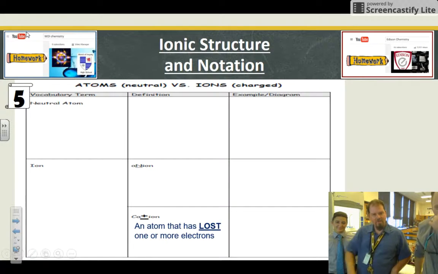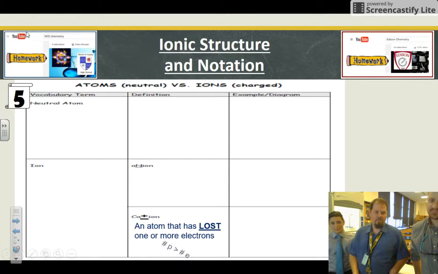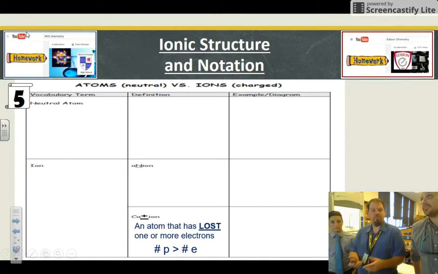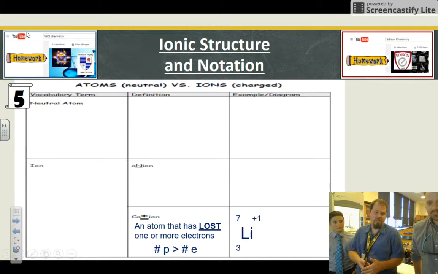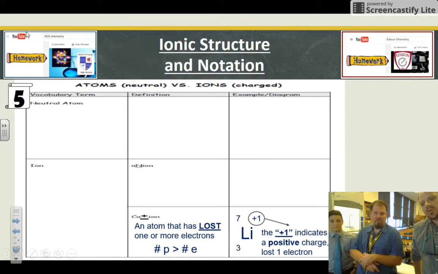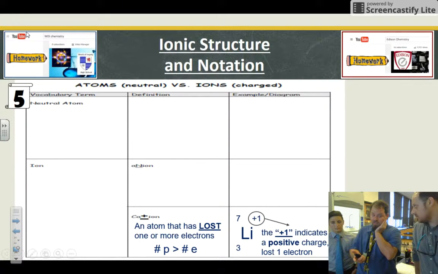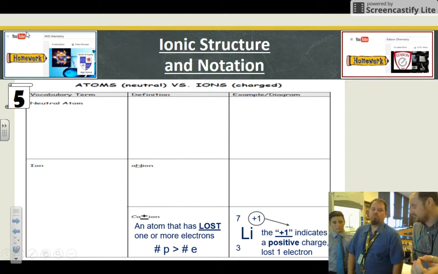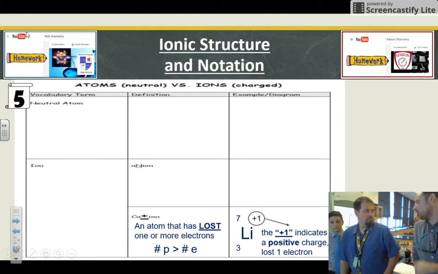Cations. See the little positive in the middle there with the T, where the T should be? This has lost one or more electrons, so it's positive. If it loses electrons, the number of protons now is greater than the number of electrons. So this is going to be very much the same thing, except the charge now is positive. This tells me that I lost an electron, forming a positive charge. And so that means I know I've got 2 electrons in this particular example, because I know there's 3 protons from the atomic number. I should have 3 electrons then, but it's lost 1, so I must have 1 more proton technically.